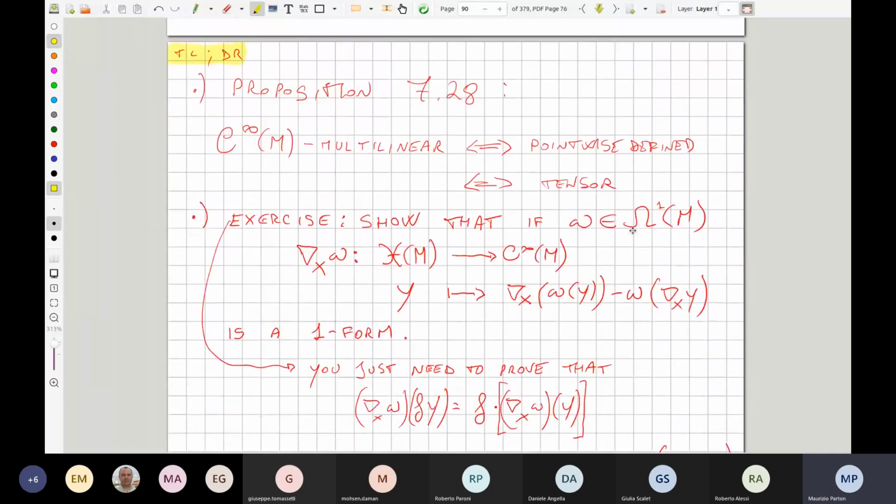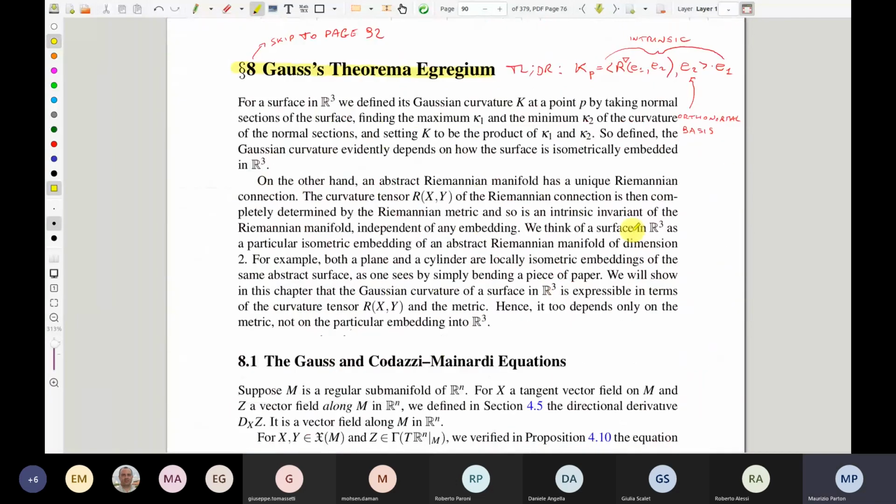Very, very good. So, Gauss's Theorema Egregium. What is this? Well, it's the fact that the Gaussian total curvature is just an intrinsic invariant of the surface. How can you prove it? Well, you prove that if you take an orthonormal basis, the curvature is just given by this. Question: why does this show that the curvature doesn't depend on the embedding?